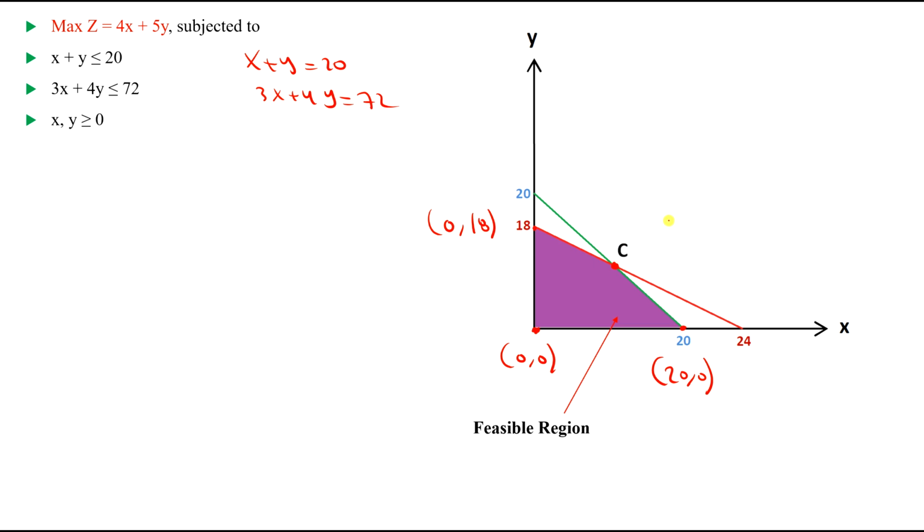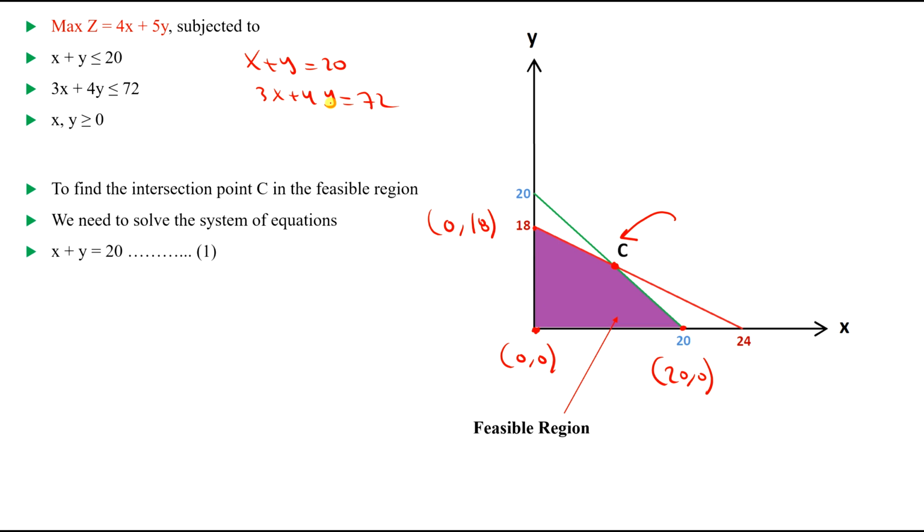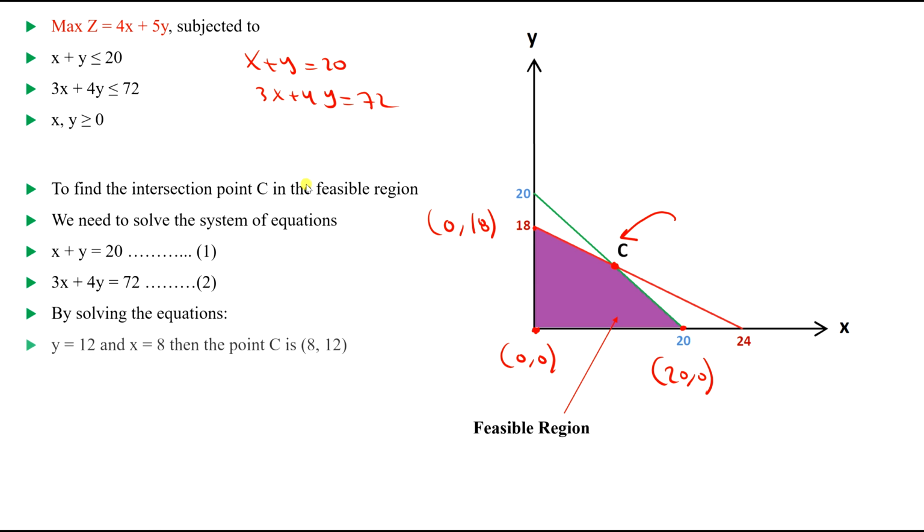So the final point which we need is point C. How can I find it? By solving these two equations, the intersection of these two lines: x plus y equal to 20 and 3x plus 4y equal to 72. By solving these two equations using a calculator or any other method, you will find that x is equal to 8 and y is equal to 12. So our point C is 8 for x and 12 for y. Great, so we have our 4 points here.